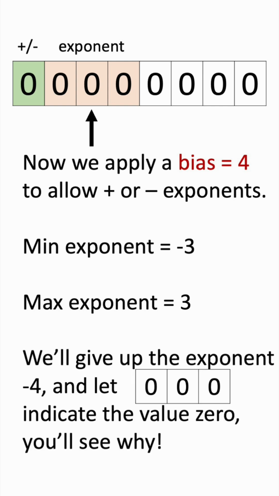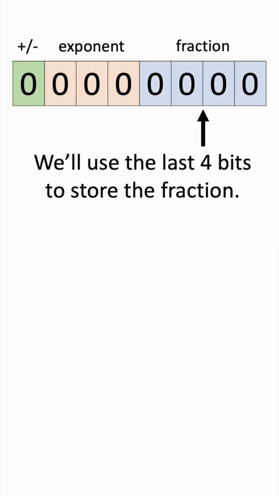Next, we'll give up our exponent of -4, changing our range from -3 to +3, and we're going to let the binary value 0, 0, 0 indicate that the entire number is 0, and you'll see why. Finally, we'll use the last 4 bits to store the fraction.